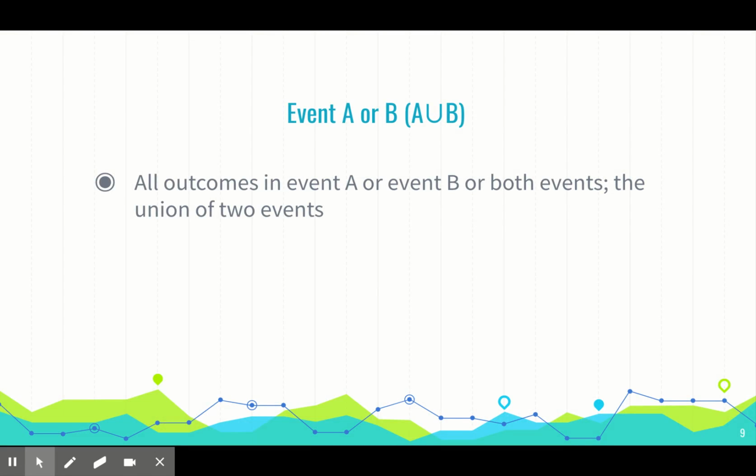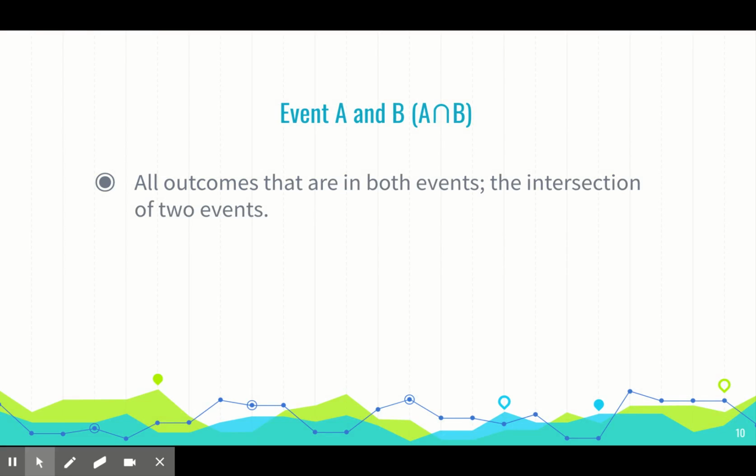Event A or B. This is also known as a union and is denoted with A, a big U, B. It's all outcomes in event A or event B or both events. It's the union of two such events. Event A and B. This is known as the intersection of A and B. It's all outcomes that are in both events, the intersection of two events.